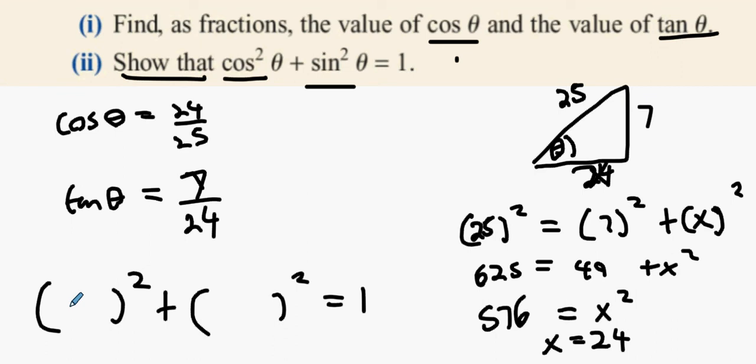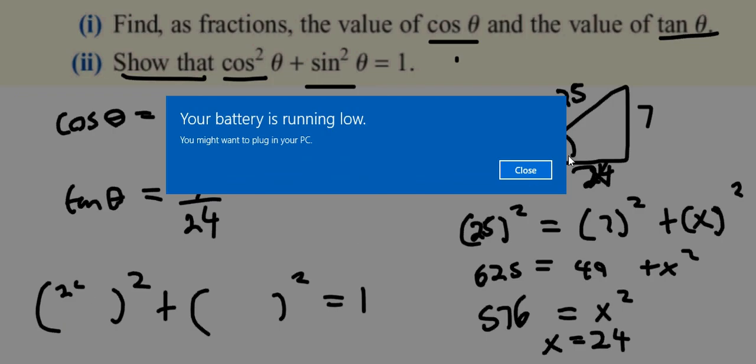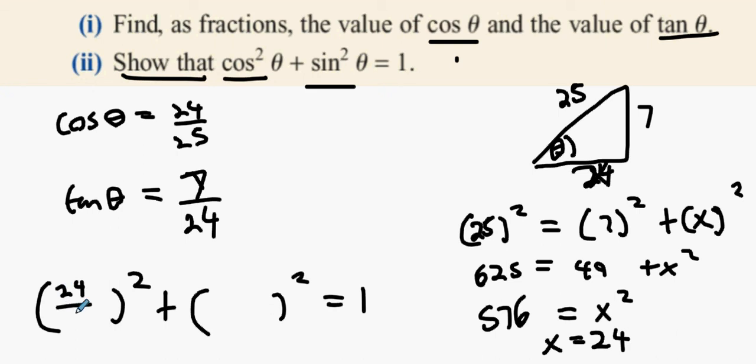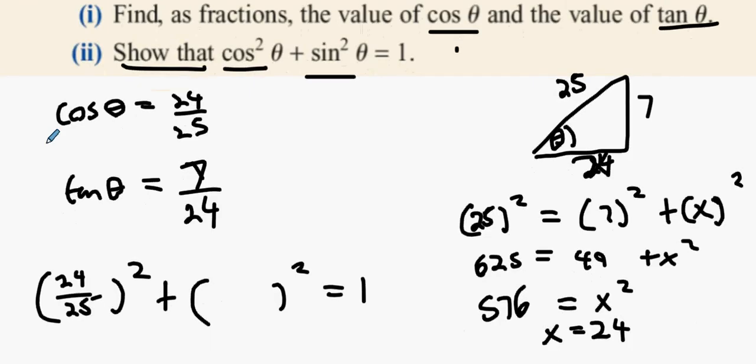What's cos theta? 24 over 25. Yeah, exactly. And what's the other one? 7 over 25 actually, as it turns out, because you're using sine. Now you're going to put them into your calculator, add them both together, and you'll find that you get 1 equals 1. This shows that the equation balances and it works.